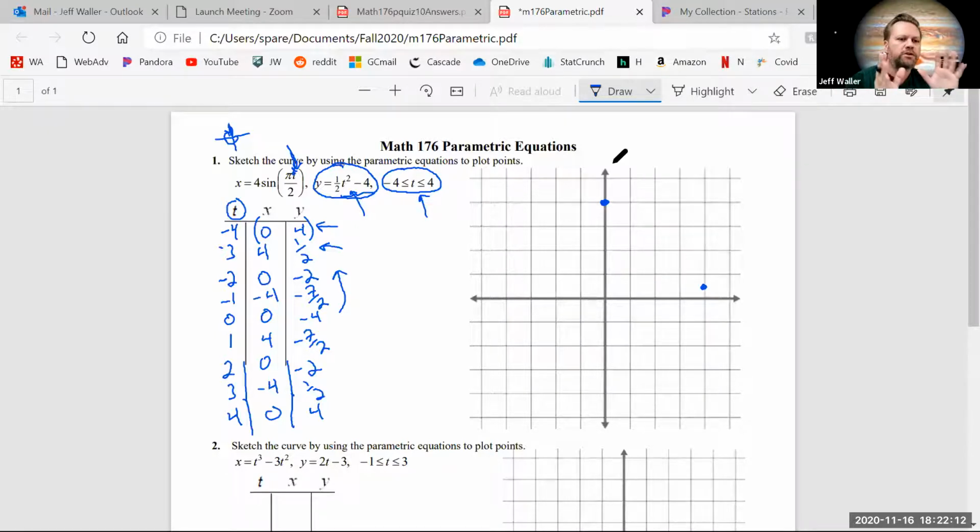I really want you to understand why I'm about to do what I'm about to do. I'm going to calculate what negative 3.5 is, something in between these two. So you guys are going to help me out. What do we get if I put negative 3.5 as t? X will be 4 times sine of negative 3.5 pi divided by 2. Somebody help me out. Make sure that you're in radians.